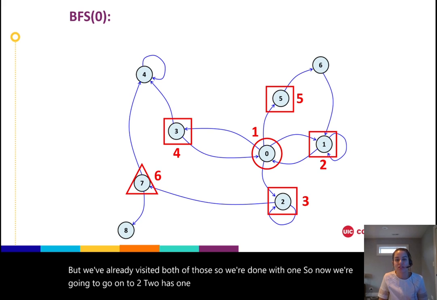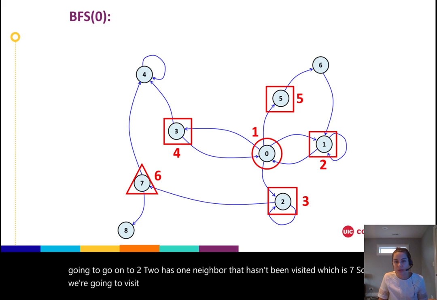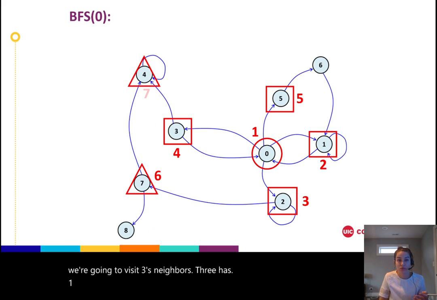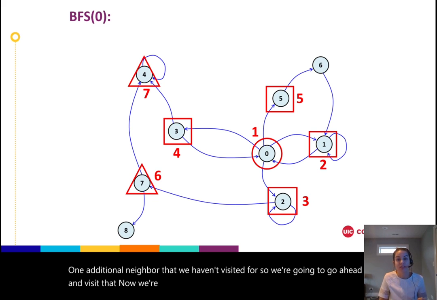That hasn't been visited, which is 7, so we're going to visit that. And then we're done visiting 2's neighbors. Now we're going to visit 3's neighbors. 3 has one additional neighbor that we haven't visited, 4, so we're going to go ahead and visit that. Now we're done visiting 3's neighbors.